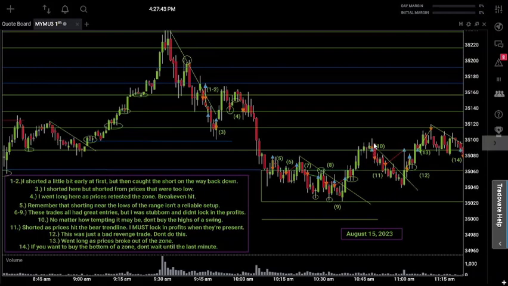So then we see the downtrend continue a little bit. And once I saw the false breakout, I'm like, okay, we should be moving down.